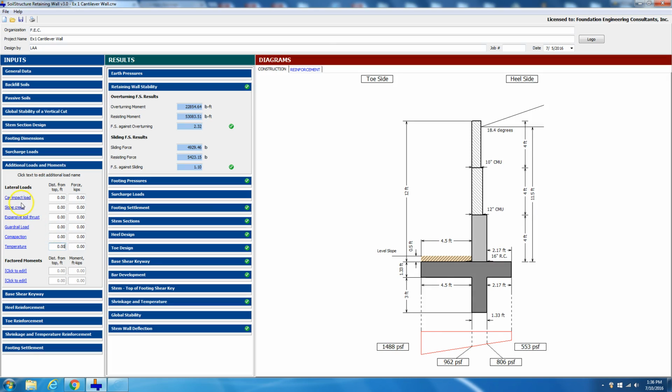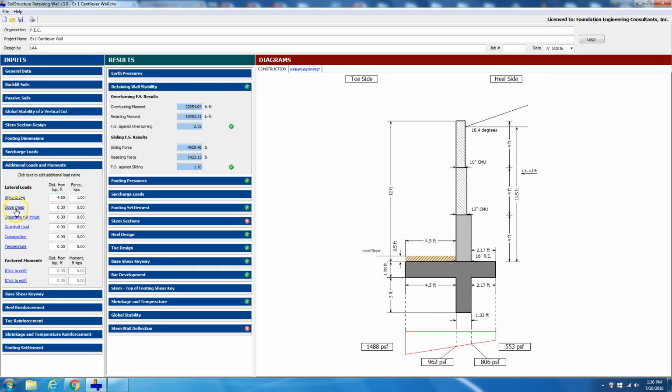But what I wanted to say is you don't have to keep the name car impact load. If you want this to be your slope creep, you can say this is a slope creep. You can call it whatever you want. And then you'd enter, again, 4.5 feet, and slope creep is normally about 1 kip per foot. And if you have 0 anywhere else, then obviously there will not be any calculations. So that's what you do.